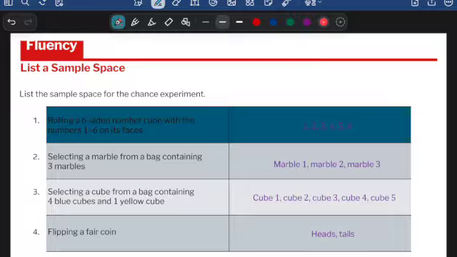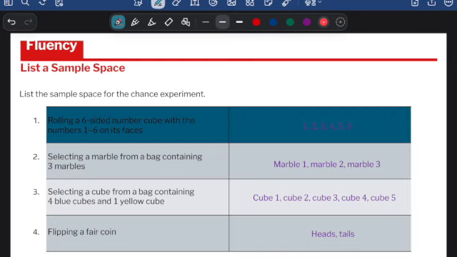For number 2, our chance experiment is selecting a marble from a bag containing 3 marbles. So as we do the experiment, we have a chance of pulling either marble 1 or marble 2 or marble 3. That is our sample space. Those are the possible results. We're not looking at actual numbers for the probabilities, just what are the possible results we could get.